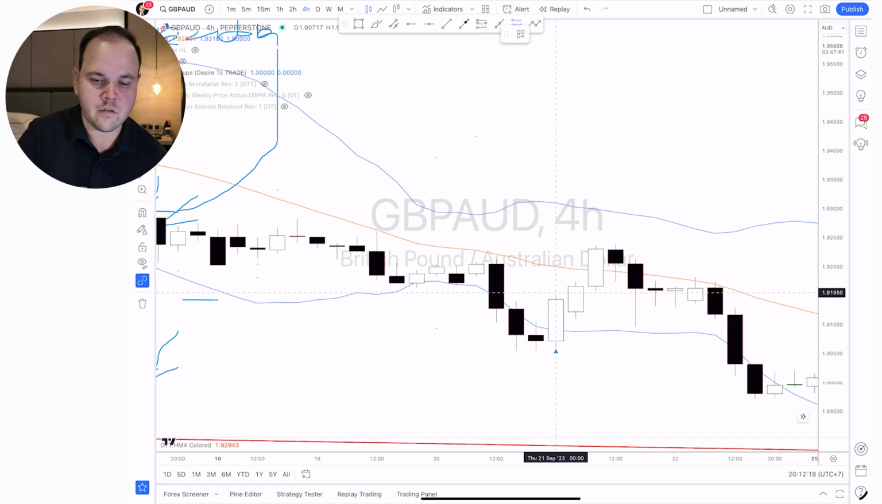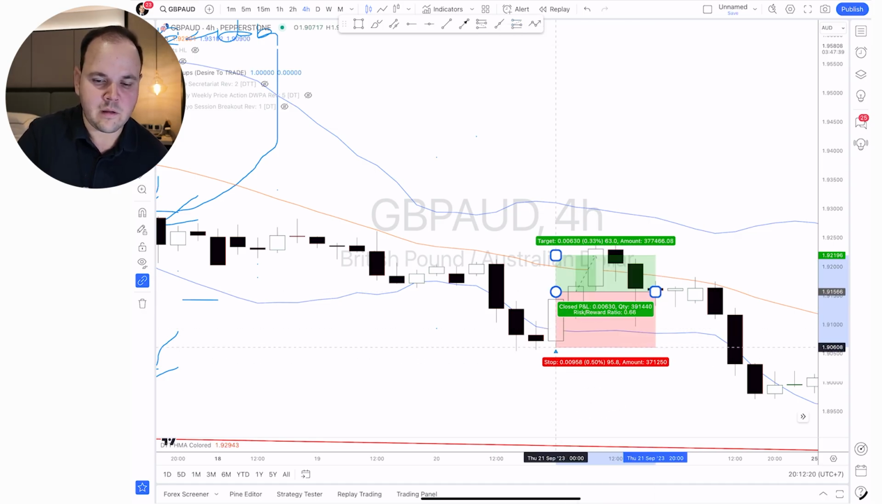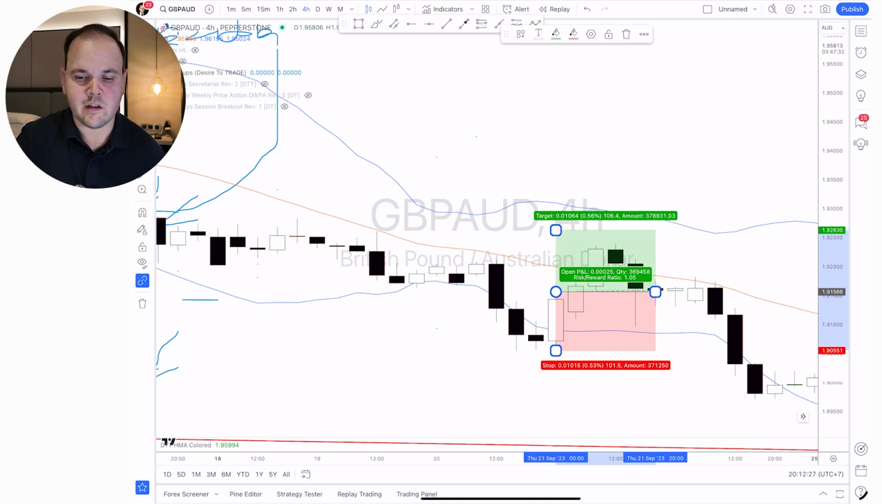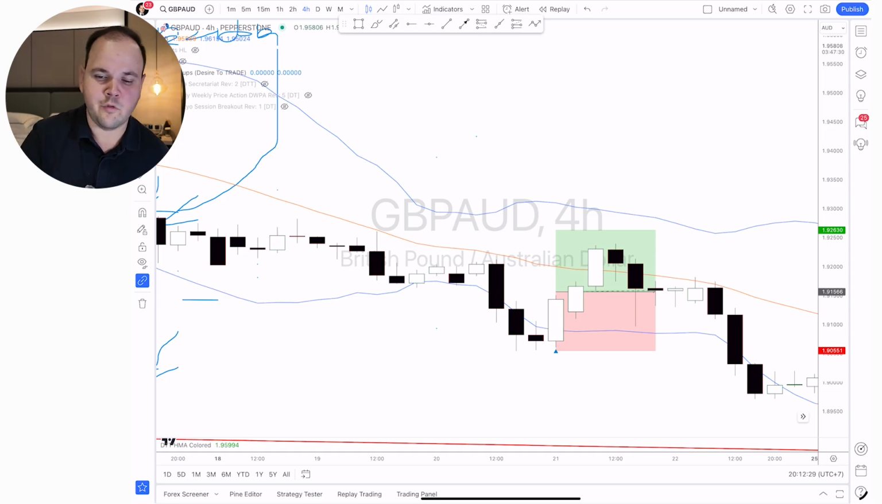Long position here. Let's see, enter here. Stop loss below the low. Well, it looks like we didn't. One of these losing trades in this market. So totally fine. We'll just move on with it.